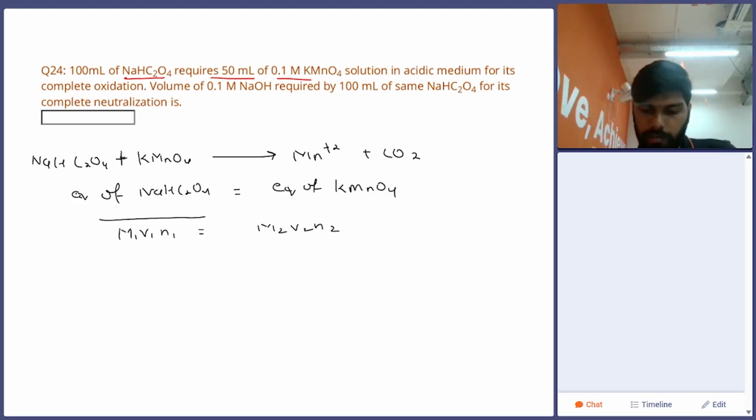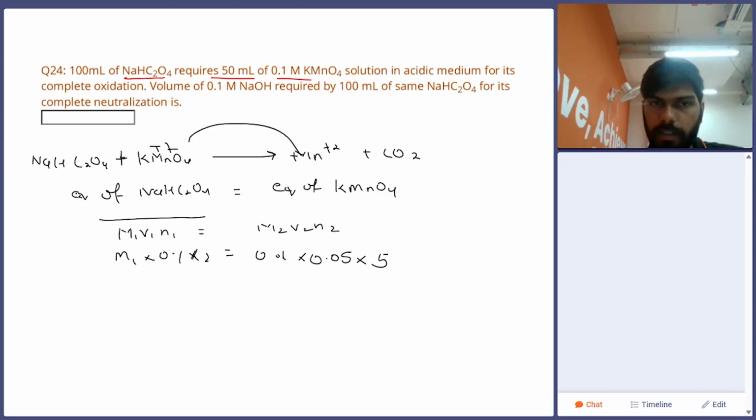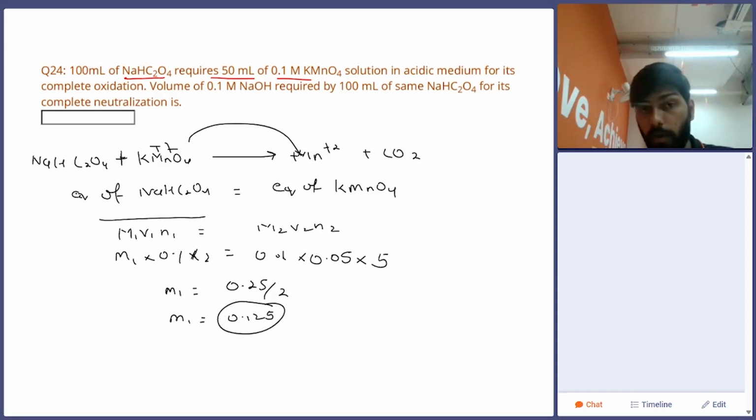So M1 we don't know here. We will use M1 into volume, because it is 100 ml, so in liters 0.1, into 2, the n value 2. Here 0.1 is already given, into 0.05 volume, and into 5, because from plus 7 it is transforming into plus 2, so the n value is plus 5. Now M1 will be 0.25 divided by 2, so M1 is equal to 0.125.